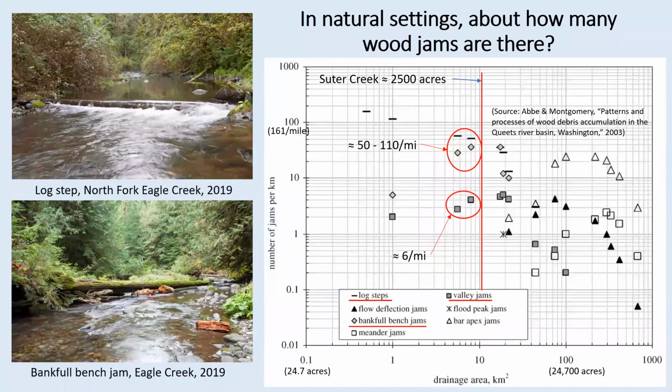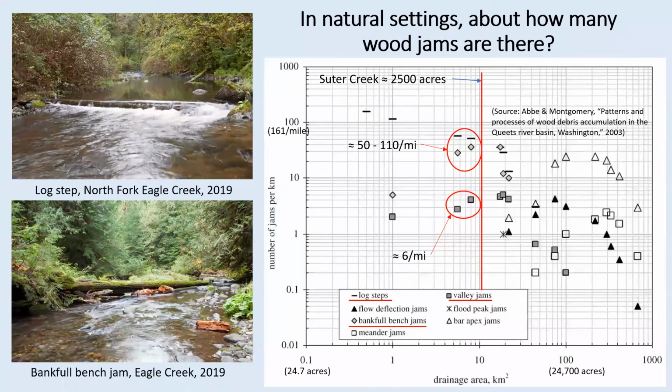Now, another question one might ask is, well, if you're going to put this stuff in the creek, how often should you do it? And I didn't know. So I found this fascinating study done in 2003, where some folks at the University of Washington went out to the Olympic National Park and inventoried all the different types of large wood they found in the Keats River basin. So they looked at all the tributaries as well as the main stem of the Keats River.